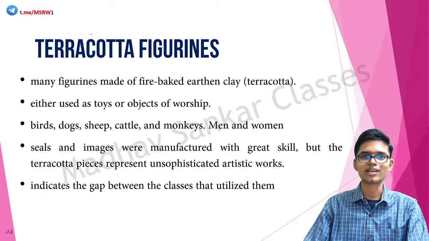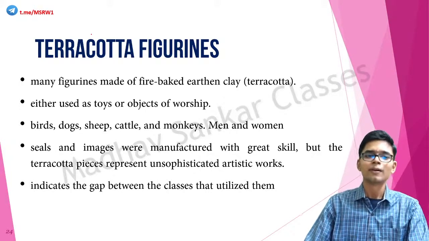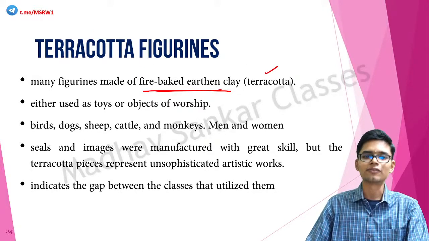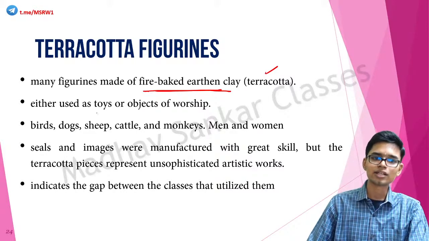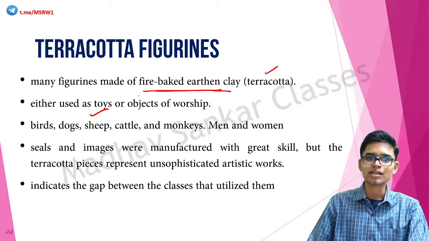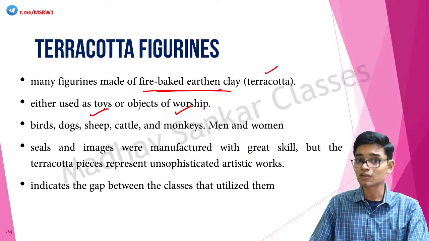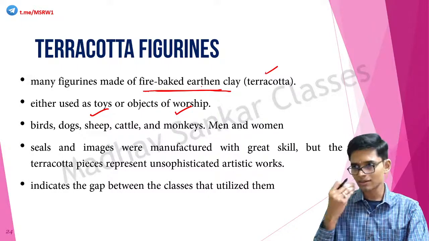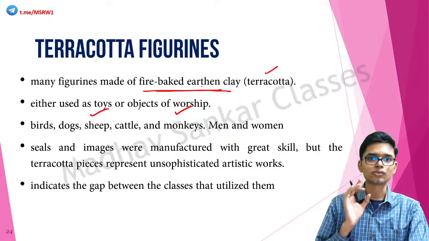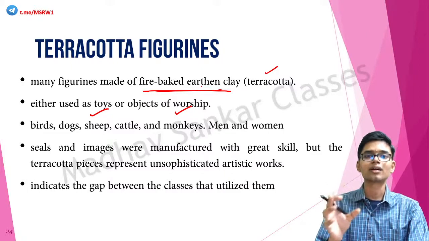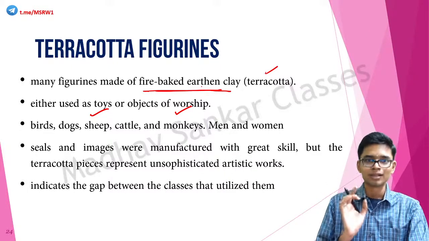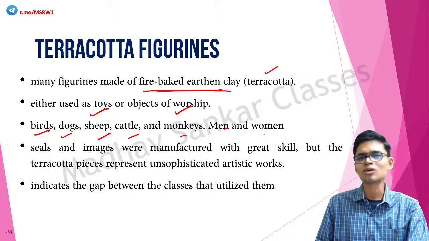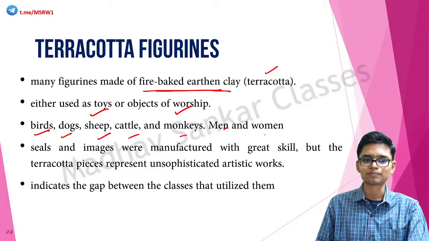Terracotta figurines. Obviously, Harappans knew about terracotta figurines. We have come across plenty of them. Many figurines made of fire-baked earthen clay, or modern-day terracotta, have been obtained from Harappa. Some of them are toys. Some of them were used as objects of worship. We have come across the mother goddess, and the figure of the mother goddess is made of terracotta, so those are religious figurines. There are toys also. There's a terracotta figure of a cart, a toy cart. Then birds, dogs, sheep, cattle, monkey, men, women. So plenty of terracotta figurines have been identified.